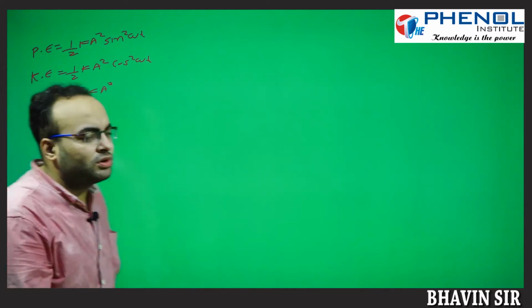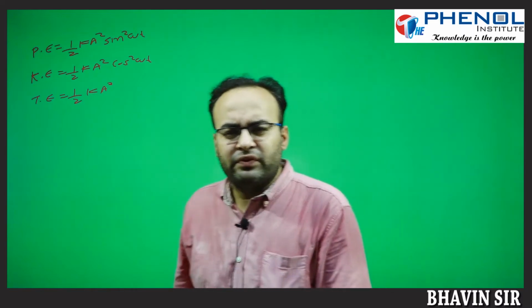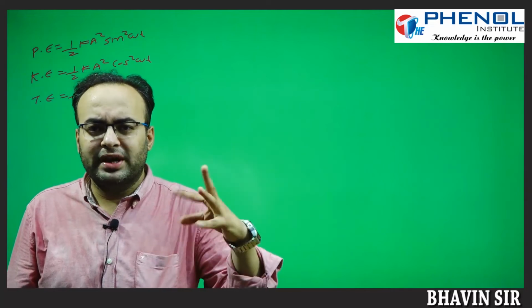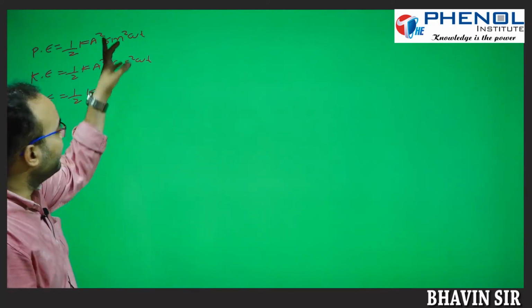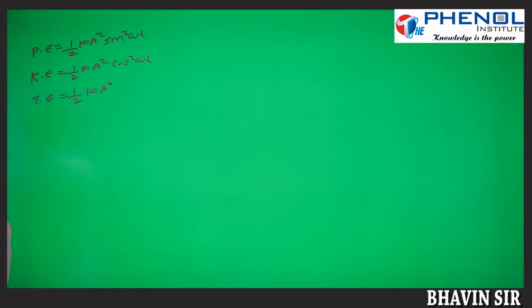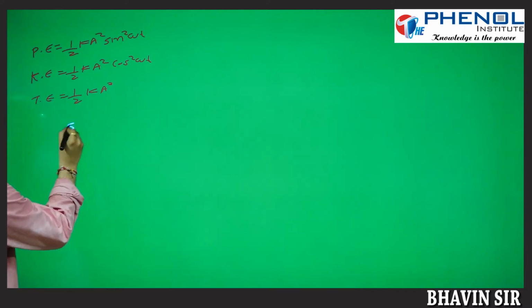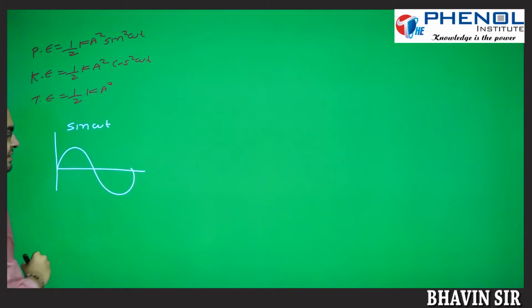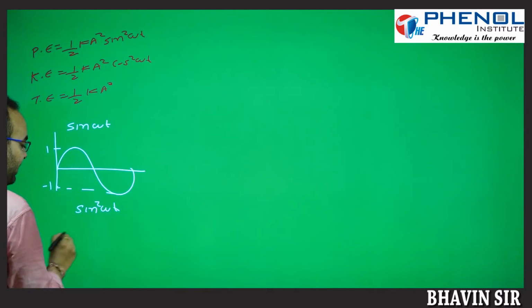So now we want to draw the graph. If you want to draw the graph of potential energy with time, then we draw the graph of sin square omega t. We know the graph of sin omega t. This is the graph of sin omega t. It starts from 0, goes to positive value 1, then to negative value minus 1. But here it is sin square omega t.